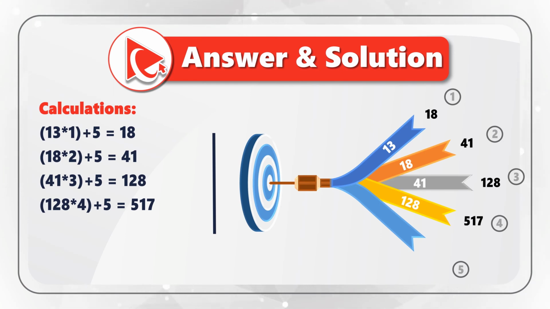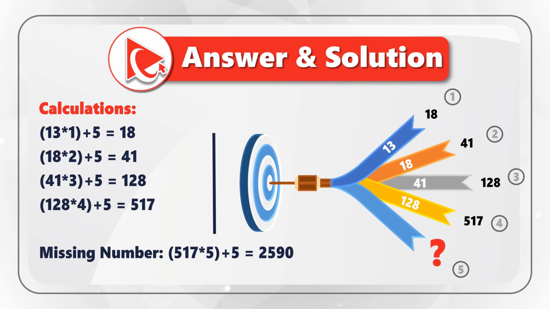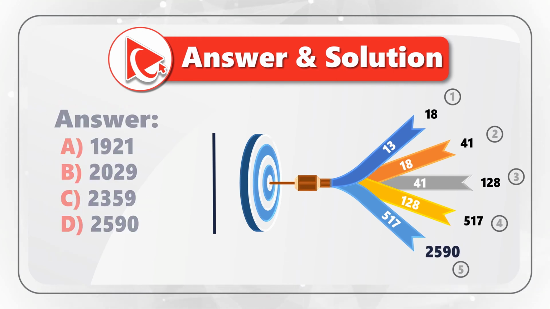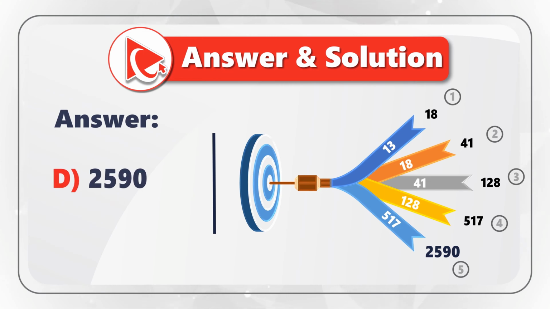Now we know how to calculate the missing number. The missing number is calculated as 517 multiplied by 5 plus 5, which would be equal to 2590. So the correct answer here is choice D, 2590.